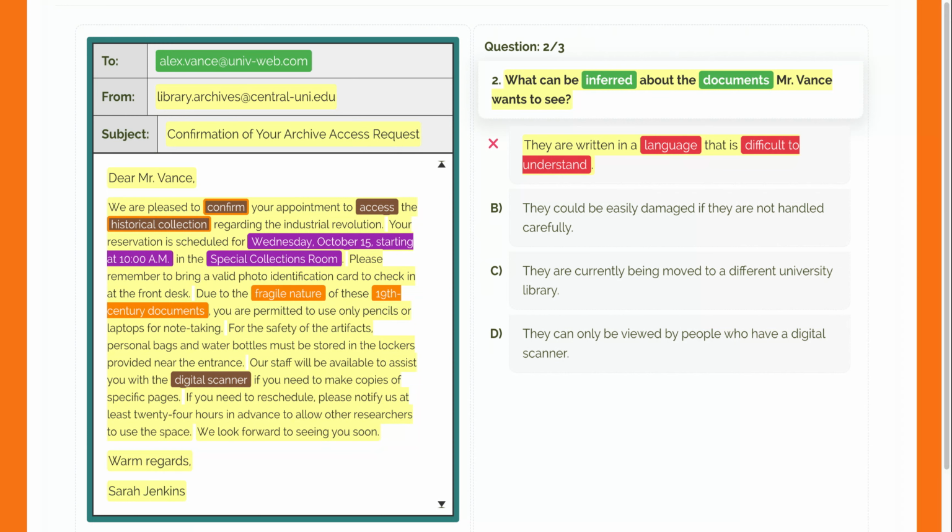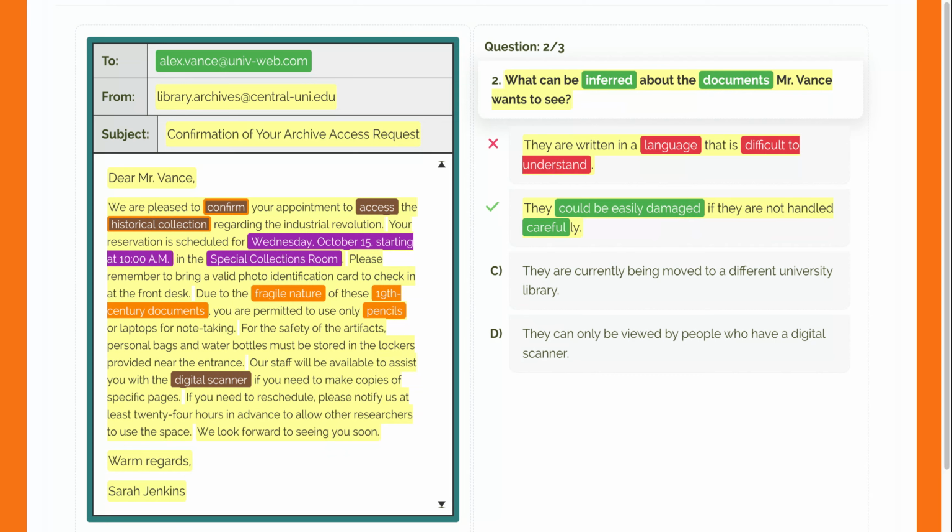Next, we'll examine option B. They could be easily damaged if they are not handled carefully. This option is a perfect inference. The email says the documents have a fragile nature. If they are fragile, they could be easily damaged if the researcher is not careful. This is why they only allow pencils and not pens. This matches our logic, so it is correct.